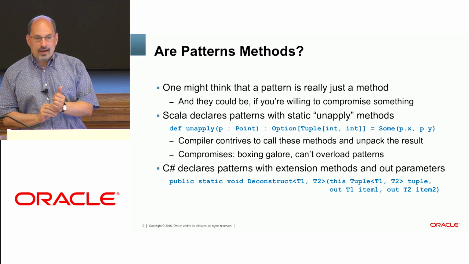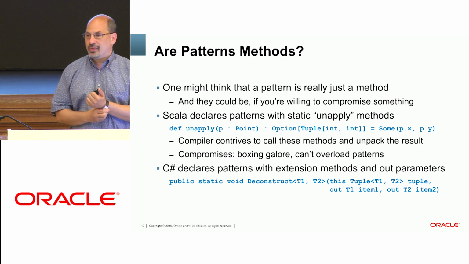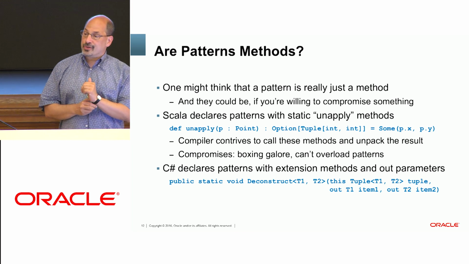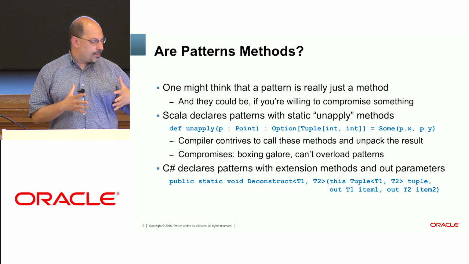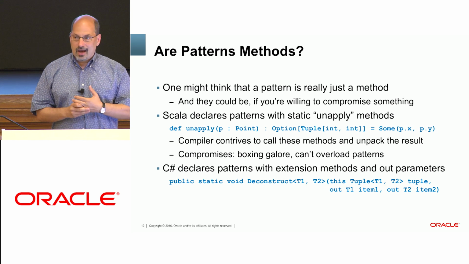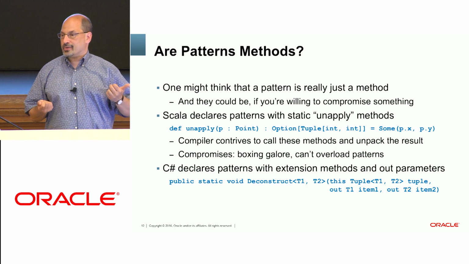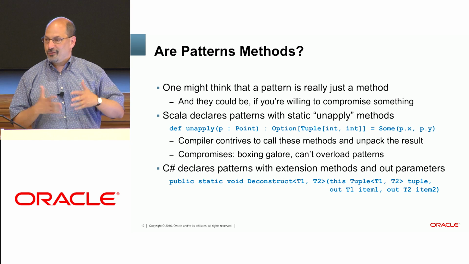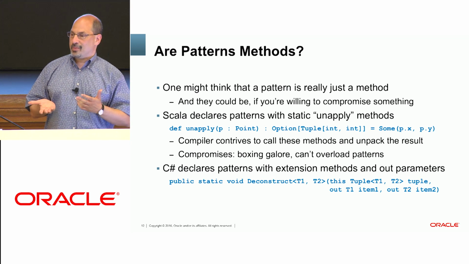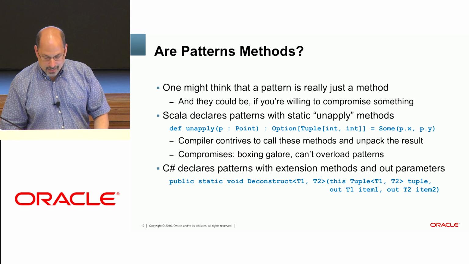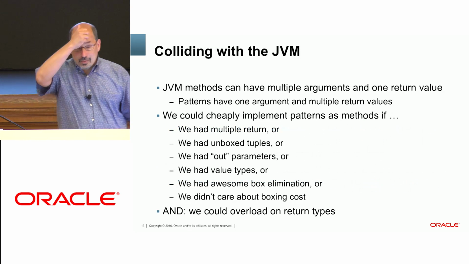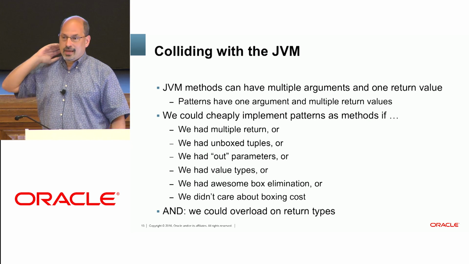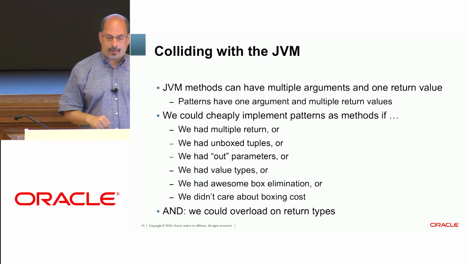C# has more tools at their disposal, so they've managed to avoid both of these pitfalls because they have out parameters. So they've modeled deconstructors as extension methods with multiple out parameters. So they don't suffer the overloading problem, they don't suffer the boxing problem. Unfortunately, we don't have out parameters, so we can't play that trick. So the basic limitation that we're bumping our heads up against is a JVM limitation, that a method can take multiple arguments but can only return one thing.